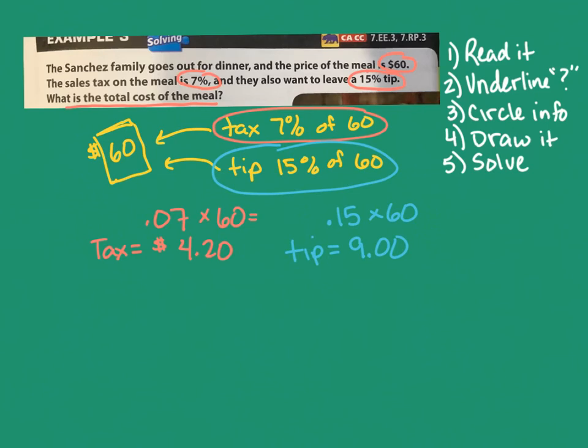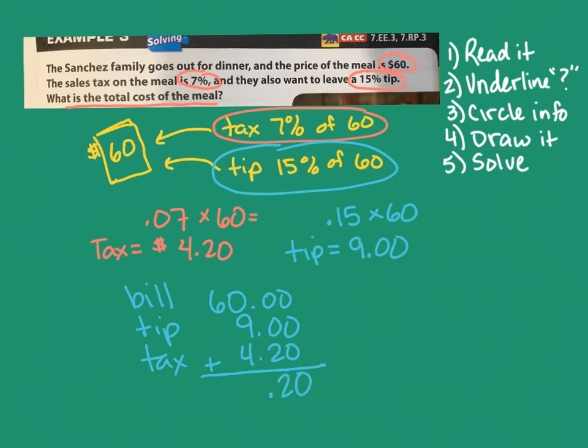Here we go. The bill was $60. The tip was $9. And the tax was $4.20. All together, you add it up, and it becomes $73.20. The total cost of the meal with tax and tip was $73.20.